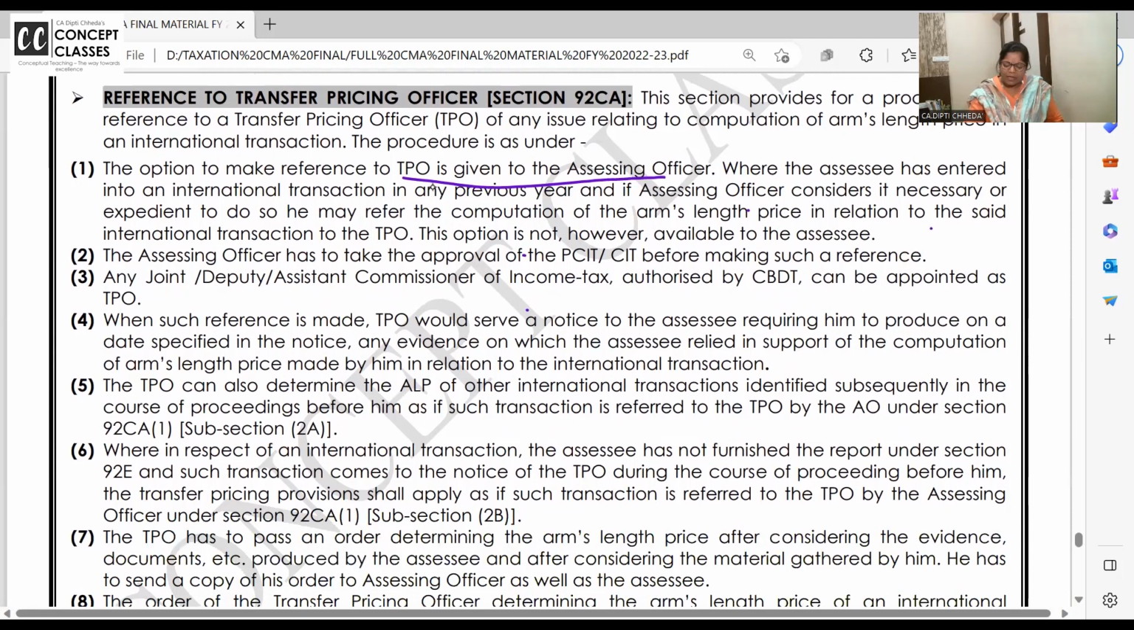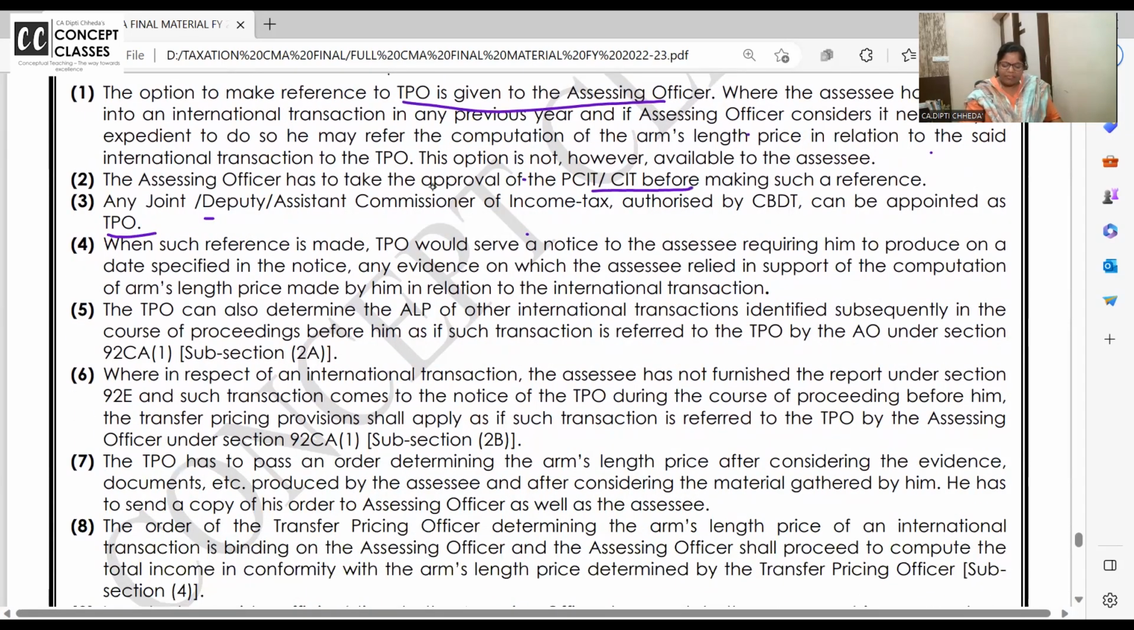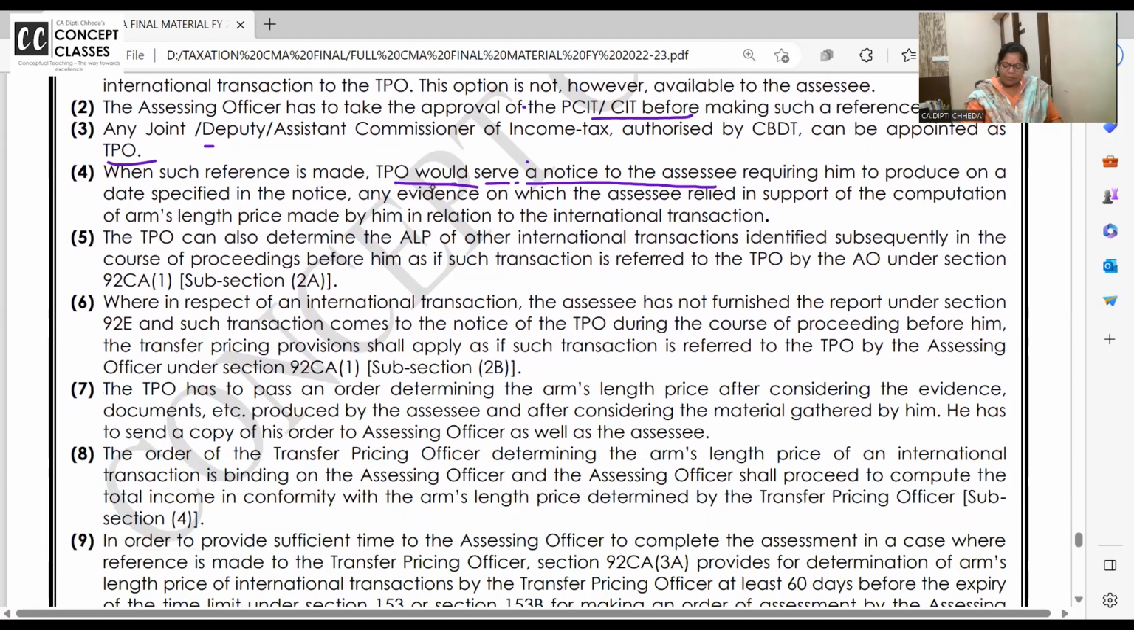AO has to get the approval of the PCIT, and a joint commissioner, deputy or assistant commissioner can be appointed as the TPO. Who can be TPO? Commissioner levels: AC, DC, JC. When reference is made, TPO will serve notice to SSE, saying "I am going to decide on all," and TPO can also determine arm's length price of other international transactions identified.